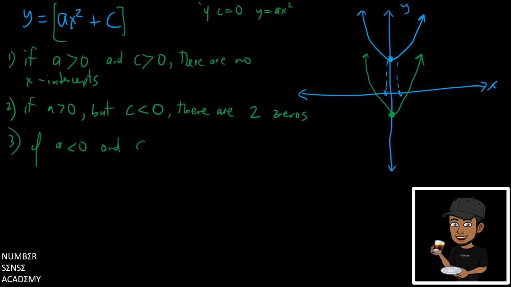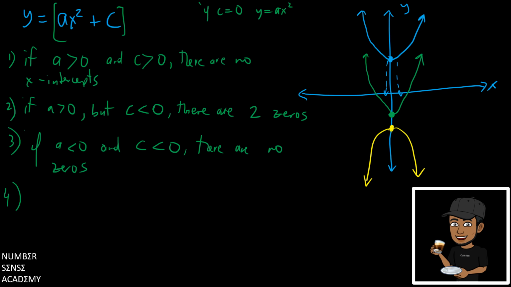And c is less than 0. Okay, let's look at this. So a is less than 0, so the graph opens down. c is less than 0. That means now we're going this way. So you can clearly see that there are no x-intercepts, or no zeros.